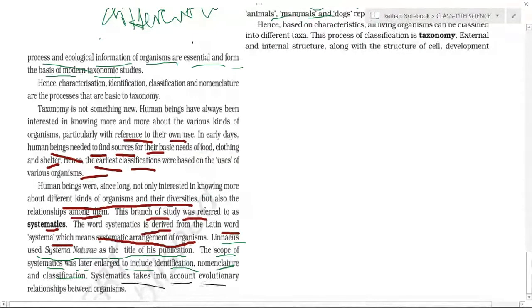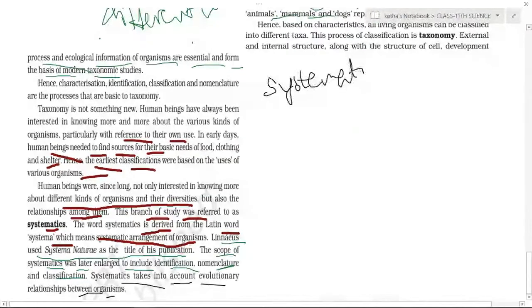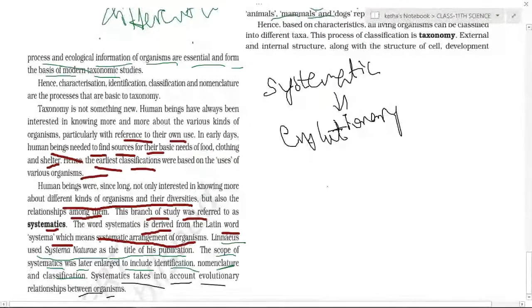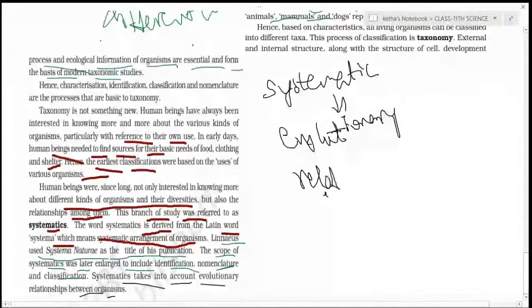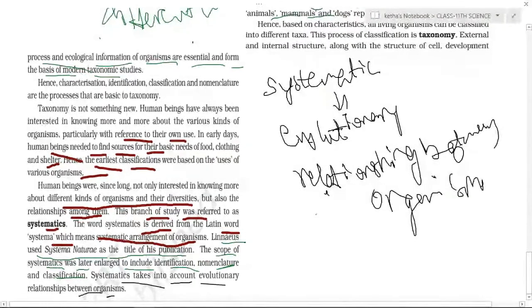Systematics takes into account the evolutionary relationships between organisms. So that's all for today.